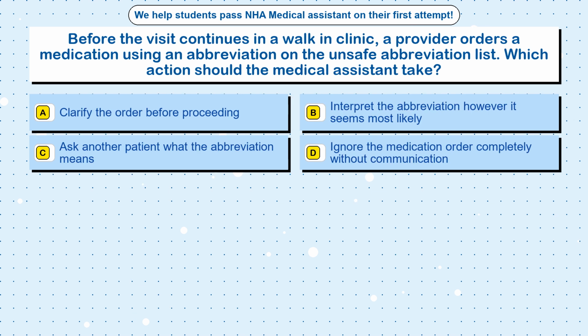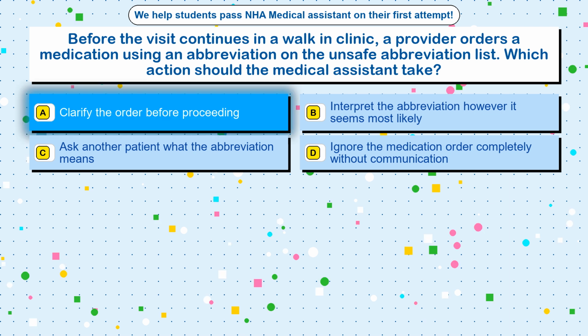Question 85. Before the visit continues in a walk-in clinic, a provider orders a medication using an abbreviation on the unsafe abbreviation list. Which action should the medical assistant take? Option A. Clarify the order before proceeding. Option B. Interpret the abbreviation however it seems most likely. Option C. Ask another patient what the abbreviation means. Option D. Ignore the medication order completely without communication. The correct answer is option A.